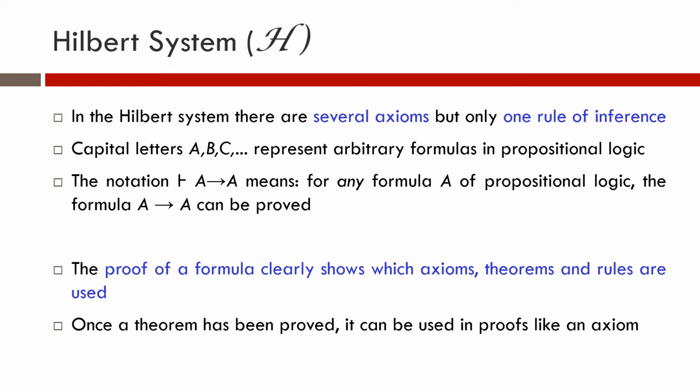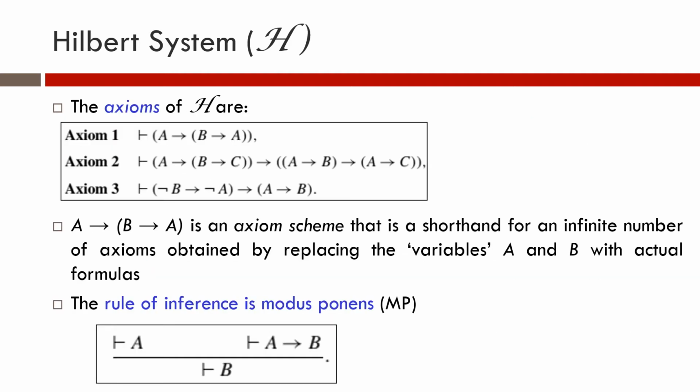The proof of a formula clearly shows which axioms, theorems and rules are used in the proof. And once a theorem has been proved, we can use it like an axiom in subsequent proofs. Next, the axioms and the rule of inference in Hilbert system.